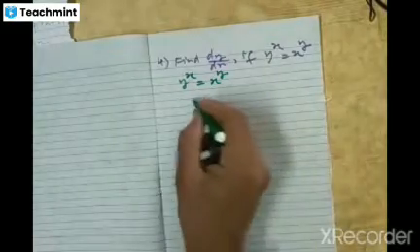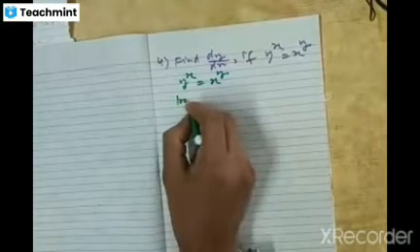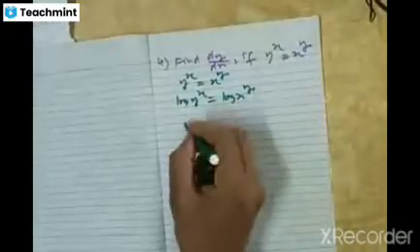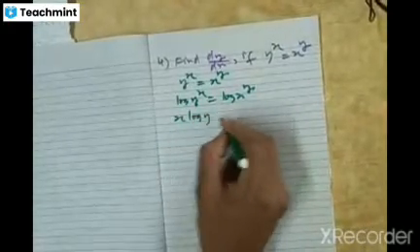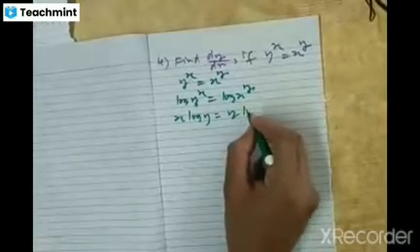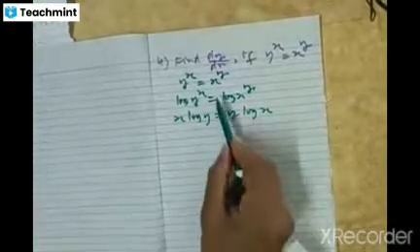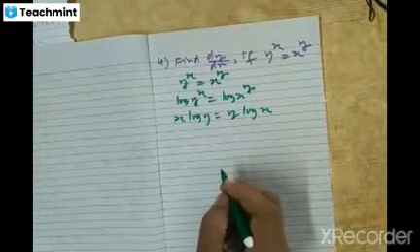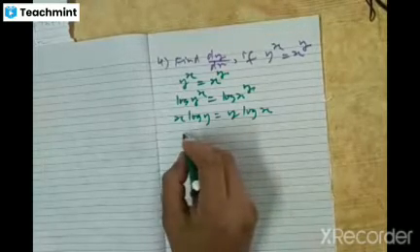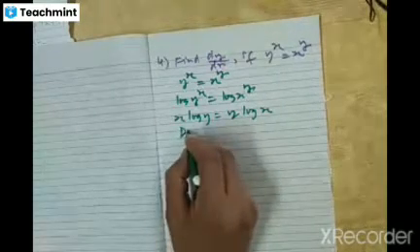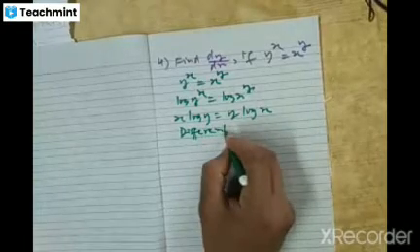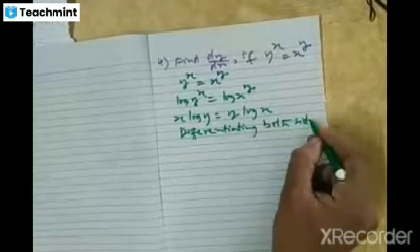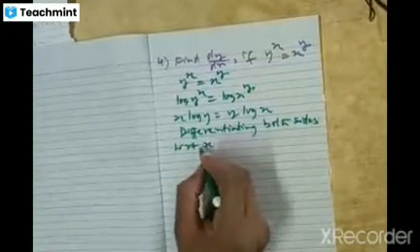Okay. Taking log on both sides, so log y^x is equal to log x^y. Log y^x is x log y. Log x^y is y log x. We have taken log on both sides and we have simplified. Now we shall differentiate both sides with respect to x.